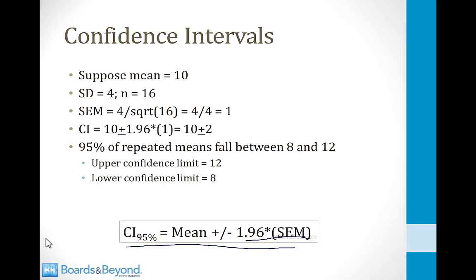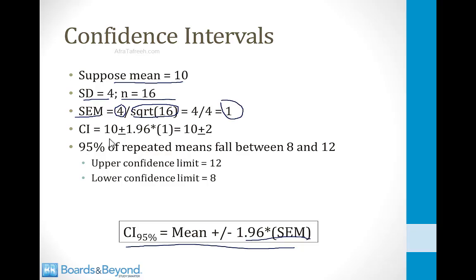And let me show you how you would calculate that for a sample data set. So suppose we have a group of measurements and the mean value is 10, the standard deviation is 4, and the number of measurements is 16. Well, recall from a few slides ago that the standard error of the mean is equal to the standard deviation, 4, divided by the square root of the number of samples. So that would be the square root of 16. Well, the square root of 16 is 4, so this would be 4 divided by 4, and the standard error of the mean, therefore, is 1.